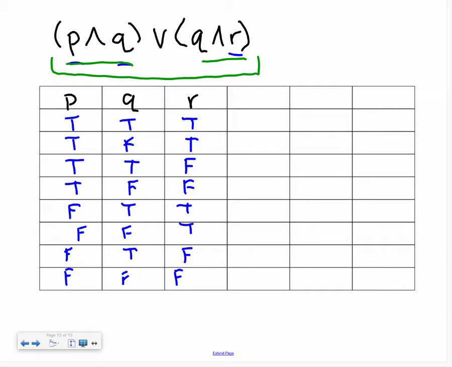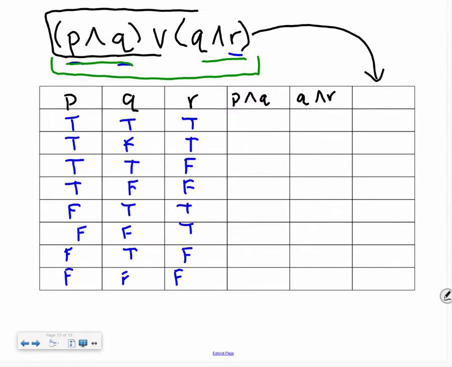So I'm going to write P and Q. I'm going to write Q and R, and then I'm going to just draw an arrow because I don't have enough room to write that entire thing. But it's the whole problem going into that column. So let's start with the P and Q.